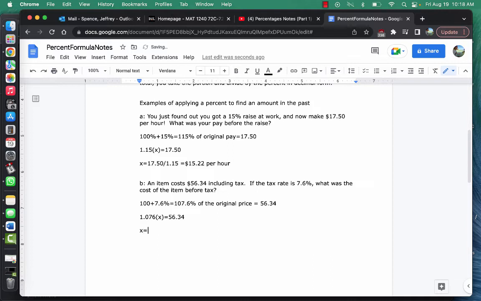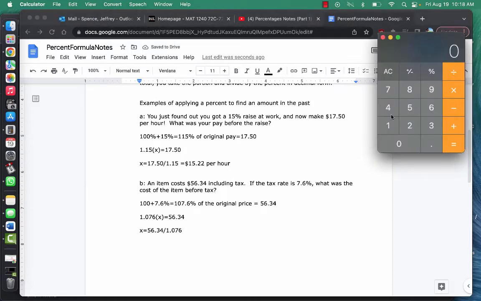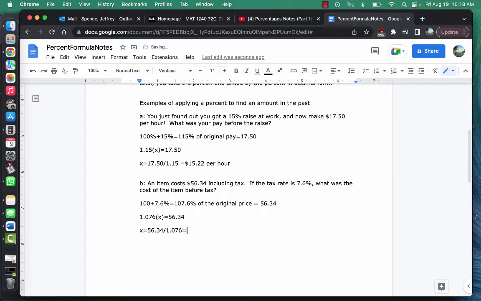Once again, we do the same process. We divide 56.34 by 1.076, and then we're going to round this to the nearest cent because it is a money example. So 56.34 divided by 1.076, round to the nearest cent, $52.36, price before tax.